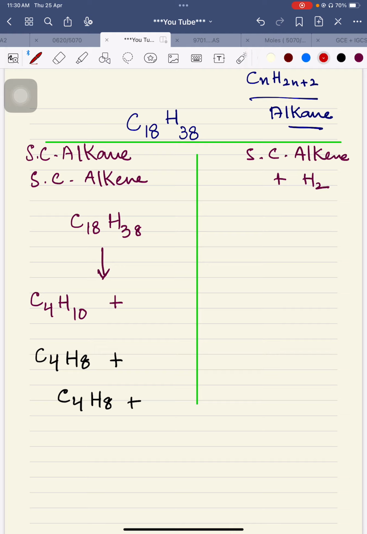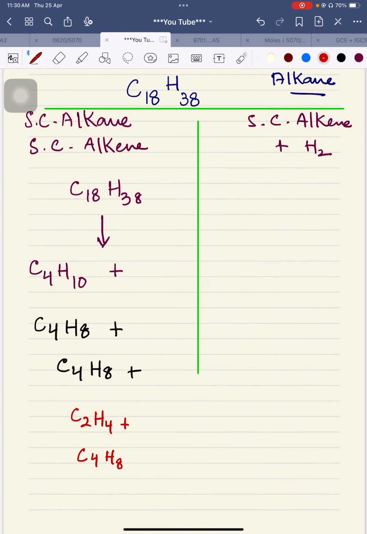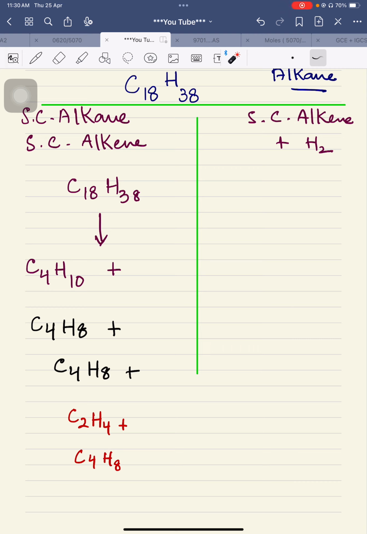Now I am going to prepare two more alkenes. For example, one of them is C5H10, and the other... C3 and C2 can be taken as well. C2H4 and C4H8 can be taken. Now count it. Look here: 4, 4, 4 means 12. 12 plus 2 is 14. 14 plus 4 is 18. Our carbon number is equal now.